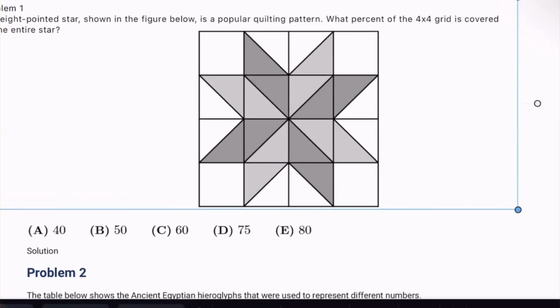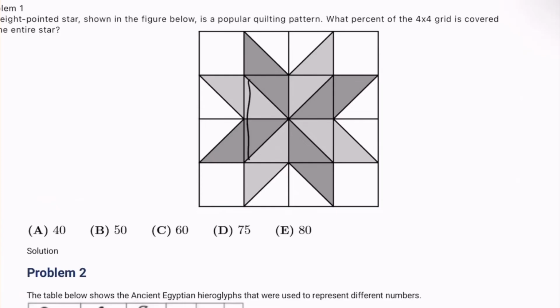16 total squares tells us that we already have 4 squares here, and these two make another square, these two make another square, these two make another square, and these two make another square, for a total of 8 squares. So 8 over 16 is 1/2, which is 50%.